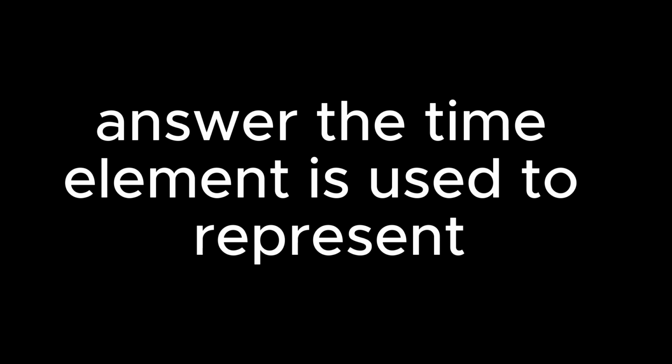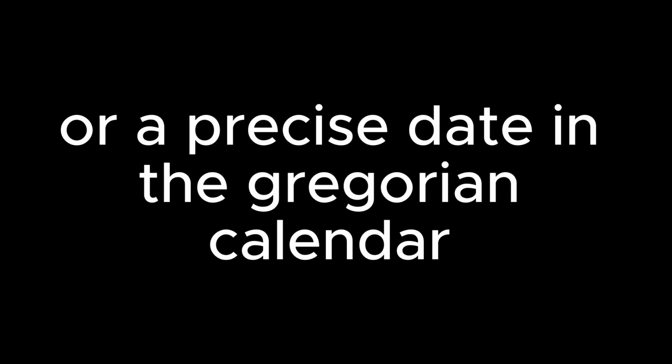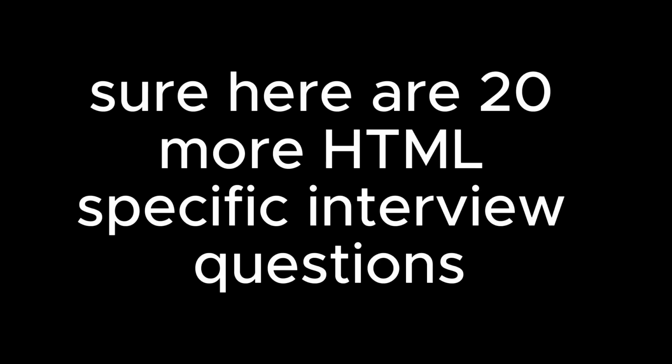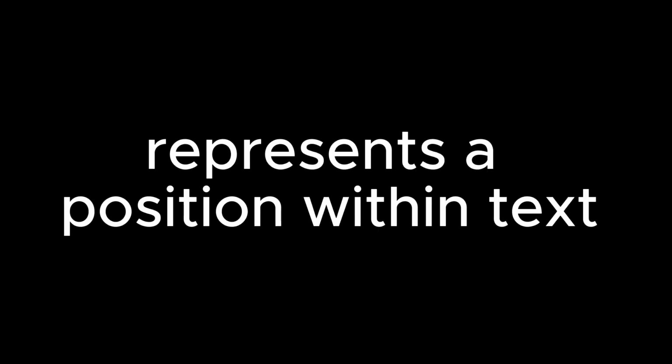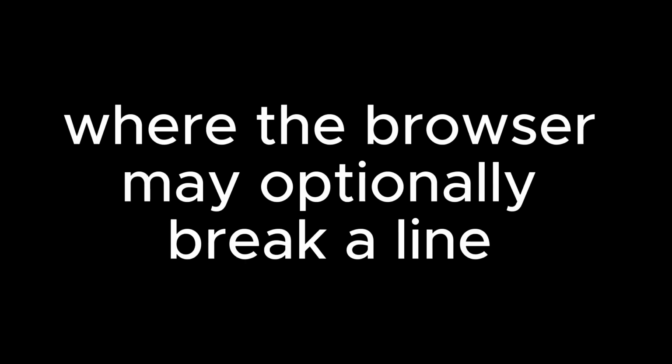Answer. The time element is used to represent either a time on a 24-hour clock or a precise date in the Gregorian calendar. Sure, here are 20 more HTML-specific interview questions with brief answers. Question 61. What is the purpose of the WBR element in HTML5? Answer. The WBR, word break opportunity, element represents a position within text where the browser may optionally break a line.